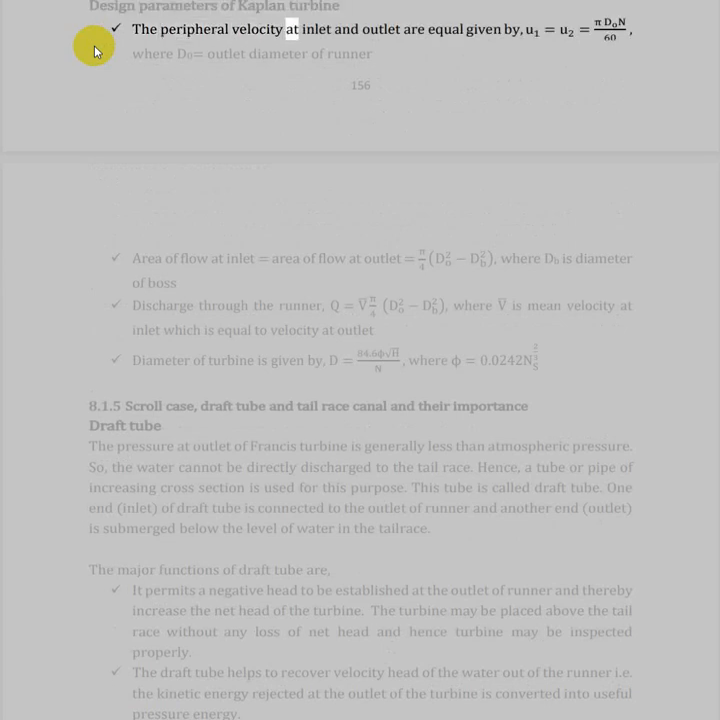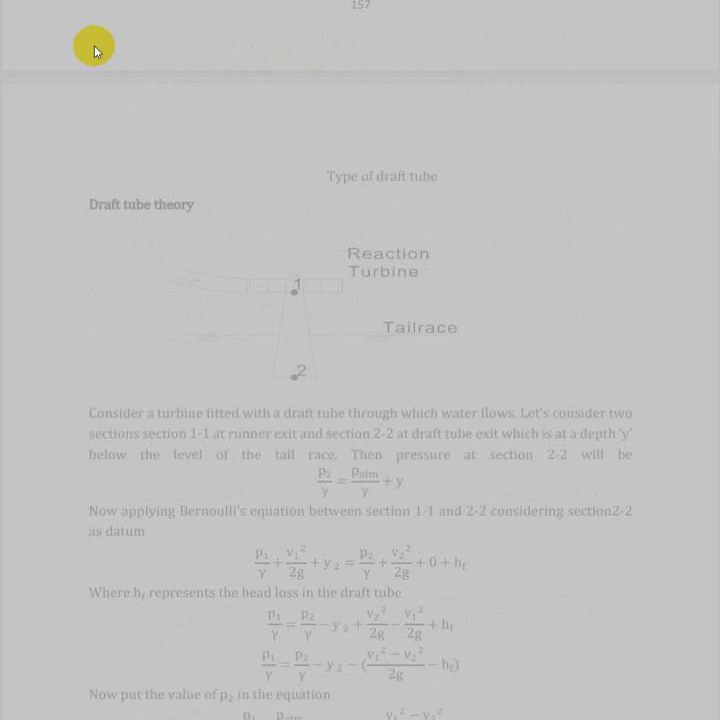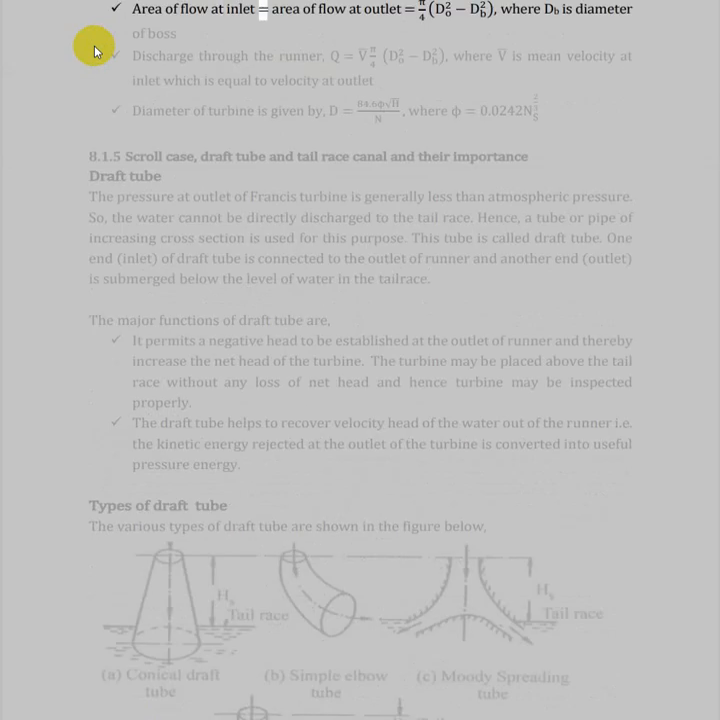Design parameters of Kaplan turbine. The peripheral velocity at inlet and outlet are equal, given by u equals, where d0 equals outlet diameter of runner. Area of flow at inlet equals area of flow at outlet equals d minus d, where db is the diameter of boss. Discharge through the runner Q equals vd minus d, where v is the mean velocity at inlet, which is equal to velocity at outlet. Diameter of turbine is given by d equals dot square root, where phi equals 0.0242 n.